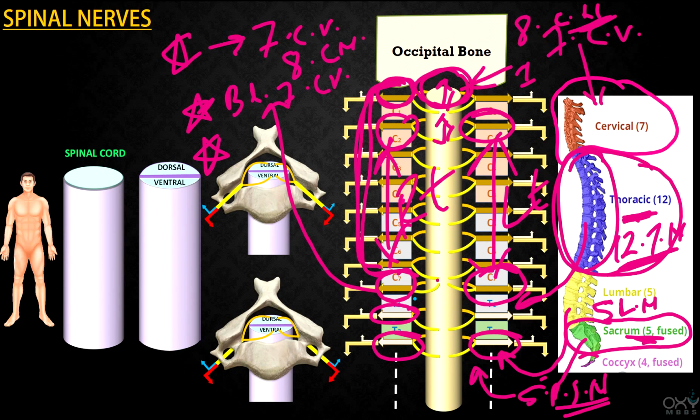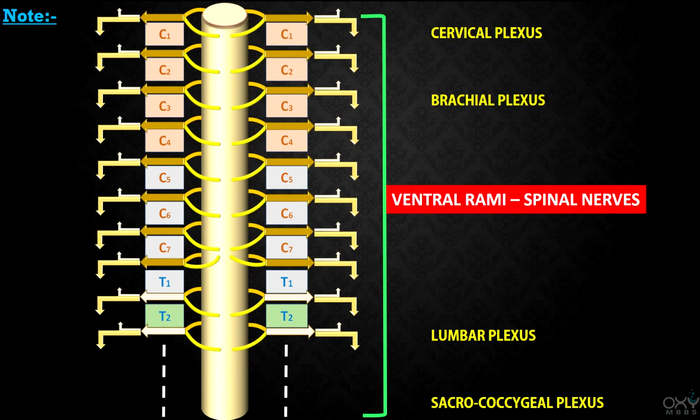Now coming to the coccyx. The coccyx bone is present in the lowest part of the vertebral column, and this bone is formed by fusion of 4 separate bones. But through these only a single pair of coccygeal nerves passes. Now friends, as you know, these are the ventral rami of the spinal nerves.